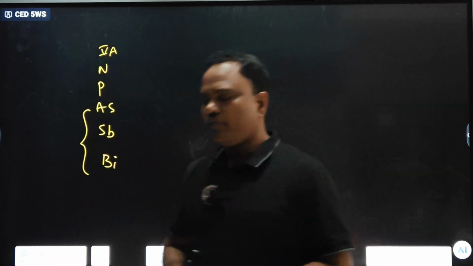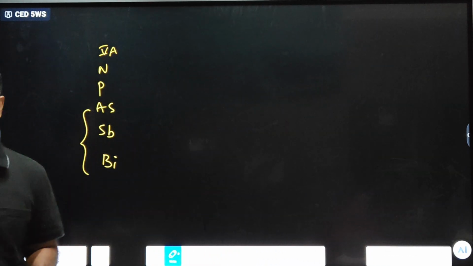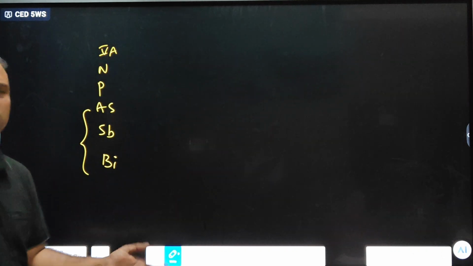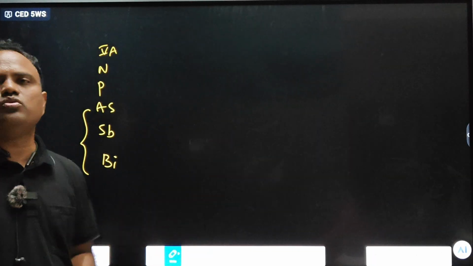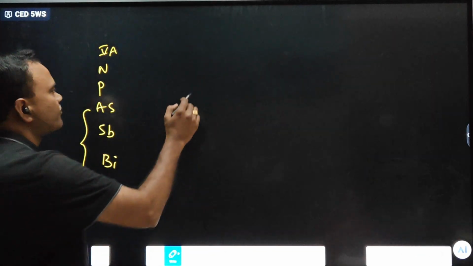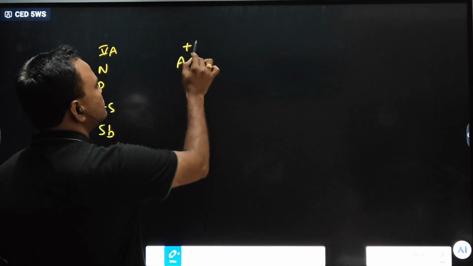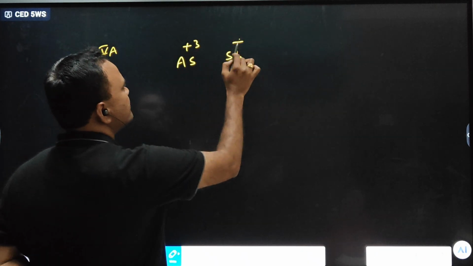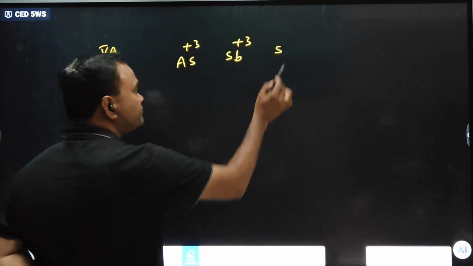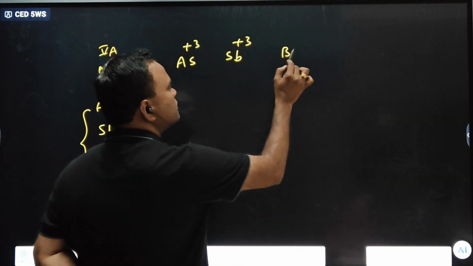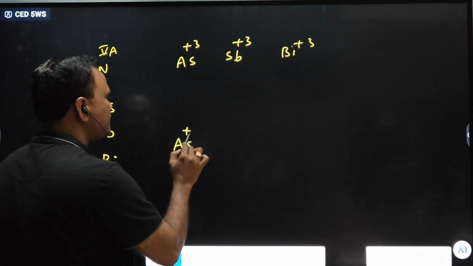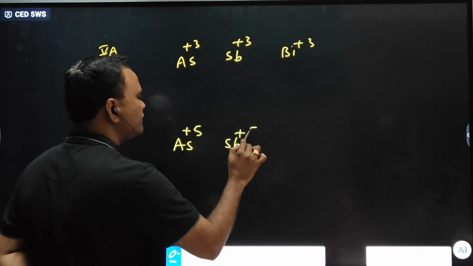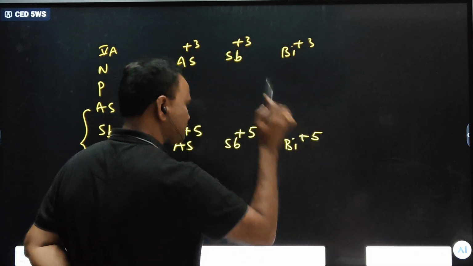Why are we taking the last 3 only? Because removal of electrons from the last 3 elements is easy, as they have low ionization energy. As we move down the group, IE decreases, so we can remove electrons easily. So by taking the last 3, we will discuss the last 2 statements. Arsenic +3, lower; I am writing arsenic, antimony and bismuth. Arsenic +5, higher; antimony +5 and bismuth +5.